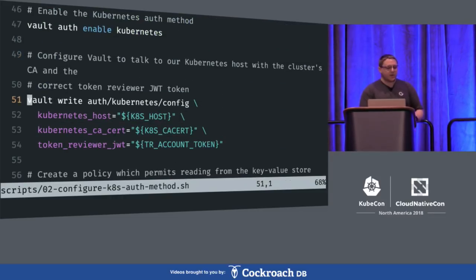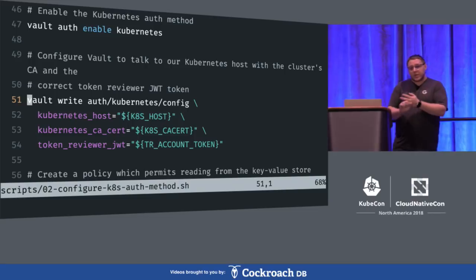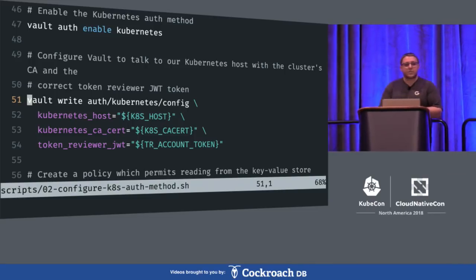Glossing over details here, here's the important part. We give Vault the Kubernetes host, the IP address, to our apps cluster, the CA cert to communicate with that cluster, and the JWT token for the service account, which can actually communicate with the token reviewer API.